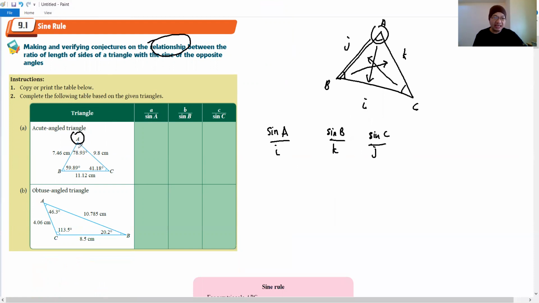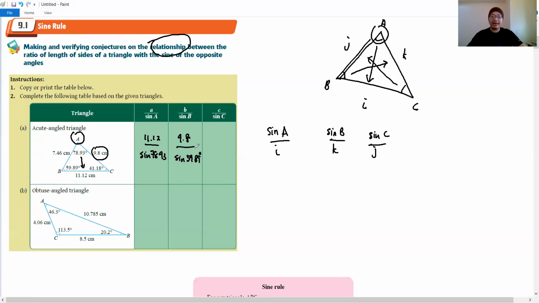That means this angle should be the angle A, so it will be sine A. The side opposite angle A is 11.12, so here it will be 11.12 over sine 78.93. How about the second, B? For B, 59.89, and the partner is 9.8 because they are opposite. So 9.8 over sine 59.89.